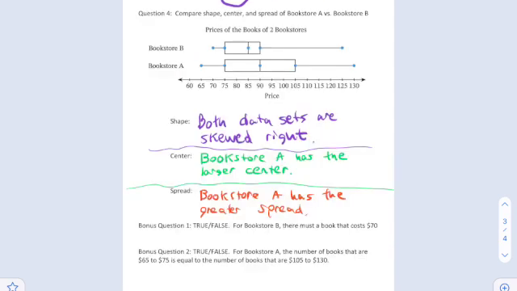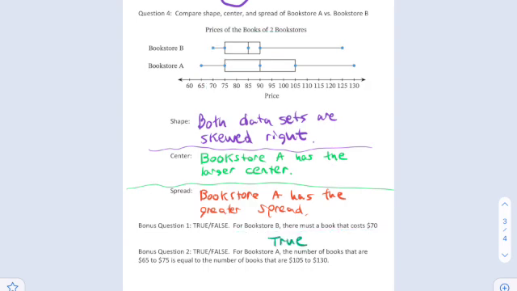for the two different bookstores. Now let's finish things off with a couple of true-false questions that make us think a little bit deeper. The first one says that for Bookstore B, there must be a book that costs $70. So let's focus on the Bookstore B data set. We notice that 70 is the lowest value of the Bookstore B data set. And we know that the lowest value of a data set is always included within that data set. So 70 would have to be one of the data values within Bookstore B.